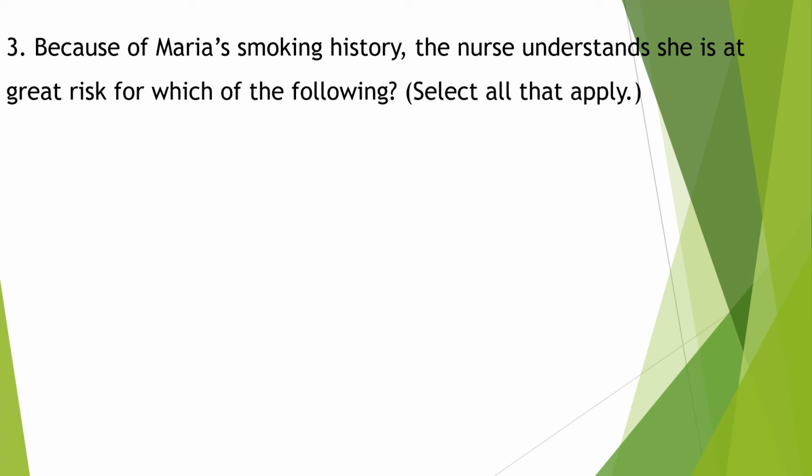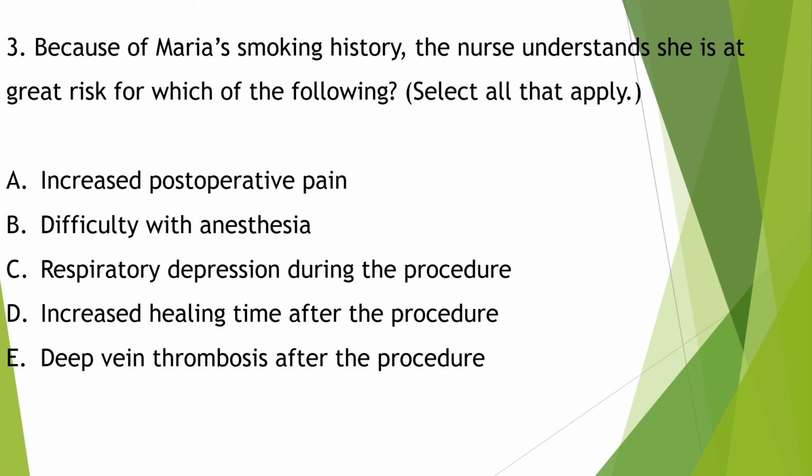Because of Maria's smoking history, the nurse understands she is at great risk for which of the following? Select all that apply. Increased post-operative pain, difficulty with anesthesia, respiratory depression during the procedure, increased healing time after the procedure, deep vein thrombosis after the procedure.